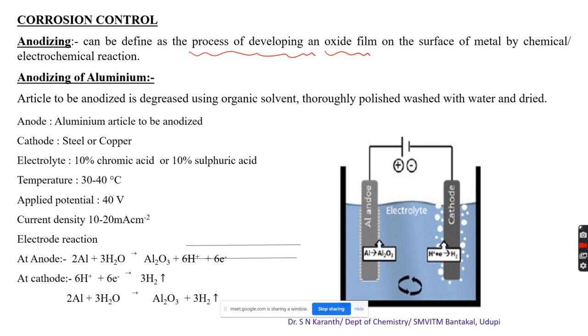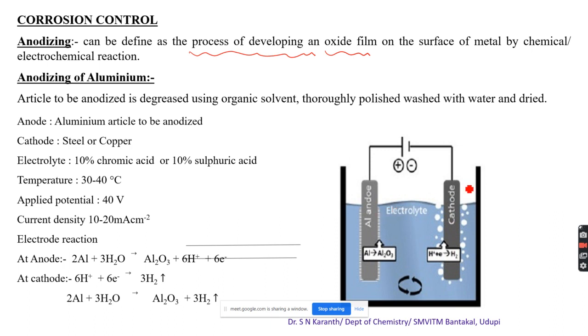And that component is taken, and that article itself acts as aluminium. If you observe the electroplating bath, here the aluminium acts as the article to be anodized. Here electrical energy is supplied, so the anode has a positive charge. Aluminium article to be anodized.